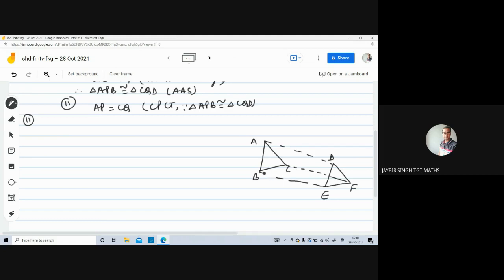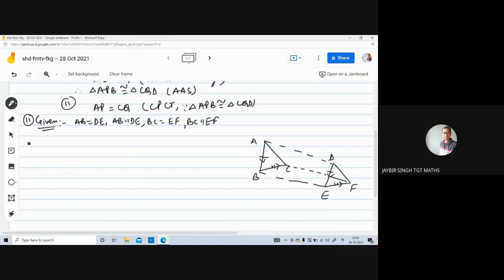What is given? AB is equal to DE, this equal to this, and AB parallel to DE. Given, you just write given: AB equal to DE, I'm writing in very short, and AB parallel to DE. One thing is this. Second, BC is equal to EF and BC parallel to EF. Vertices ABC are joined.